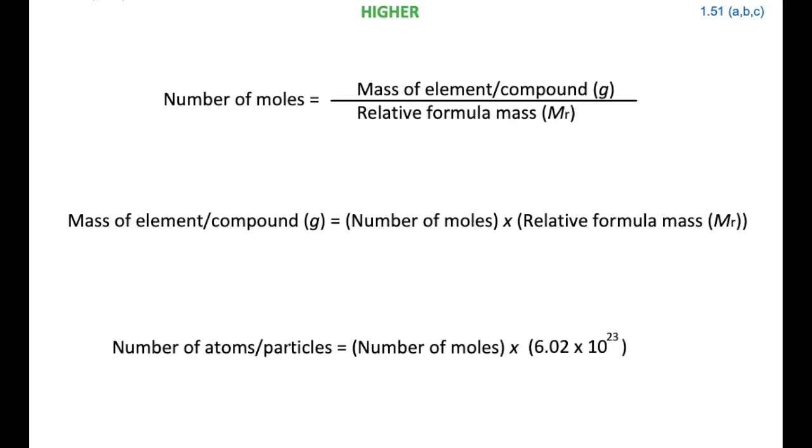And finally, we've gone through an example on this last one, on the last page, and it's working out the number of particles for a certain amount of moles. You don't even need to know any formula masses or anything for this one. Just multiply the number of moles by Avogadro's constant and you will get your answer. And that is because this number tells you how many atoms or how many particles we have in 1 mole. So by multiplying by the actual number of moles that you have, it will give you the real number of atoms or particles that you have in your substance or your sample.